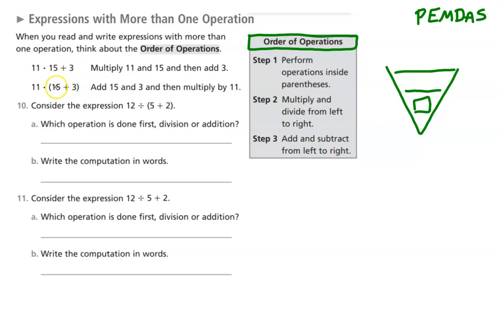In this one, I would have had to add 15 and 3 first because that's my step 1. It says I'm supposed to solve anything that has parentheses. So I would have done 15 plus 3, which is 18, and then multiplied that by 11.